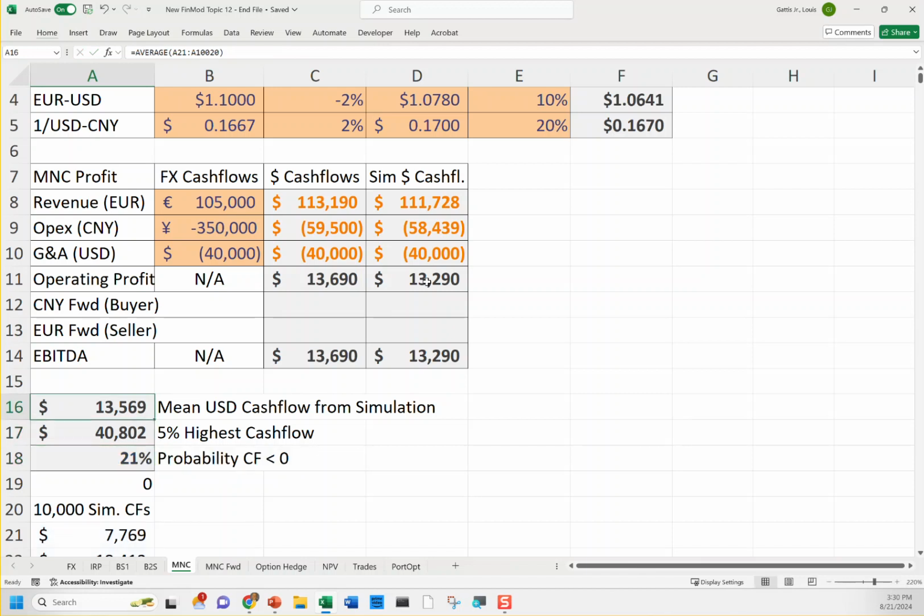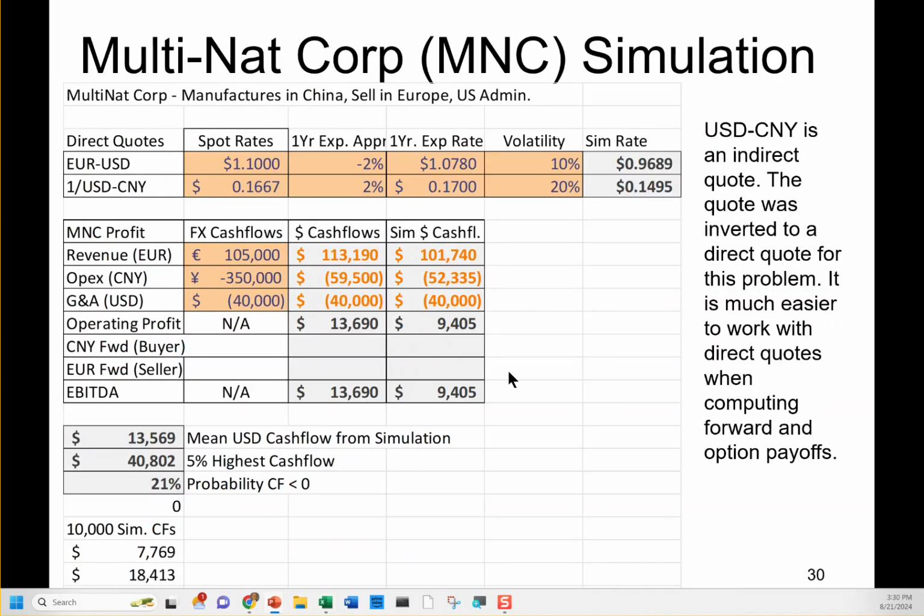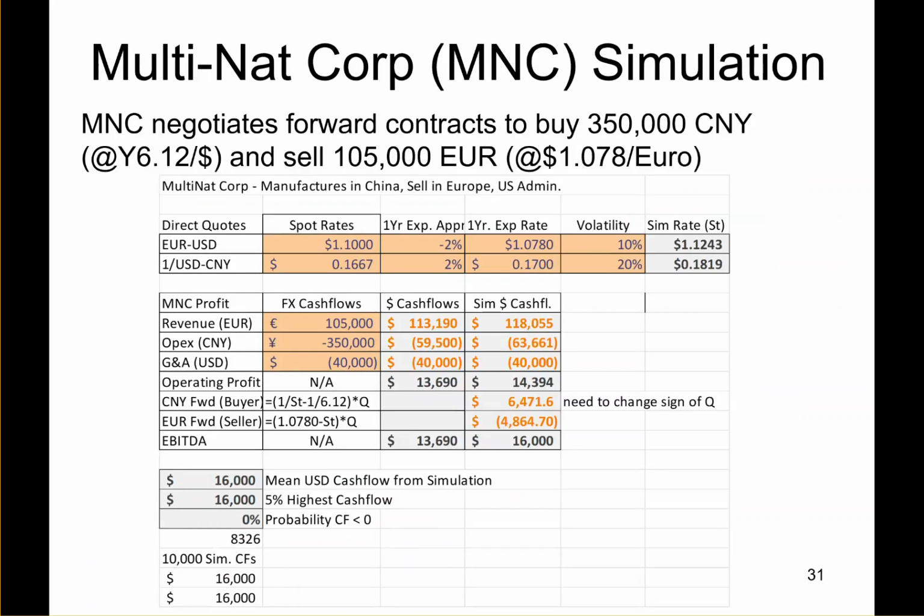So what if we determine that I could go bankrupt if I lose money? Well, we could enter into a hedge. So here's one possible hedge. MNC negotiates a forward contract to buy 350,000 Chinese yuan at 612 and sell 105,000 euros at 107.8. Remember, this firm needs to buy Chinese yuan to pay the labor and sell euros as they get euro revenues.